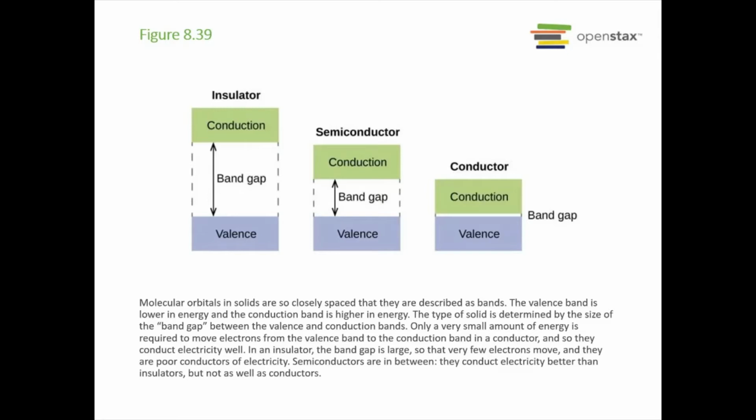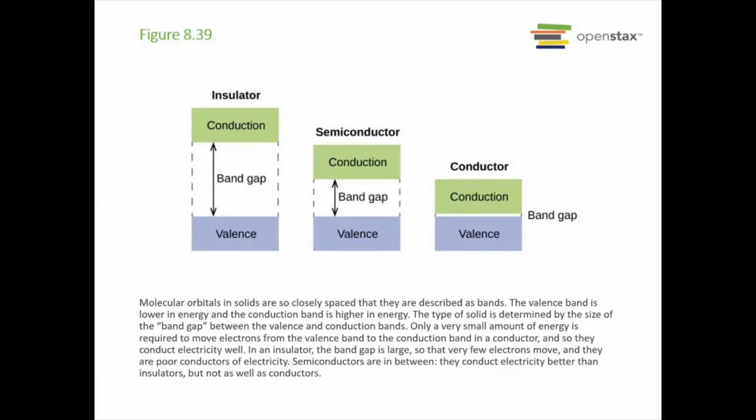This is just another little thing to show you with molecular orbital theory. It's actually used to explain semiconductors. In solids, molecular orbitals are described as bands because they're closely spaced together. The valence band is lower in energy, and the conduction band is higher in energy. The size of the band gap between the valence and conduction bands is what determines the type of solid.